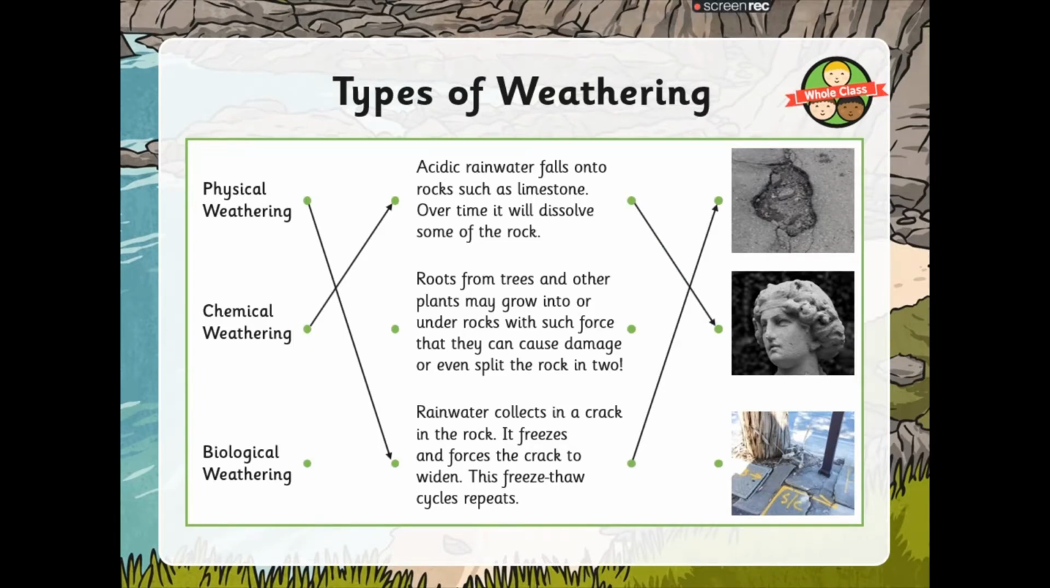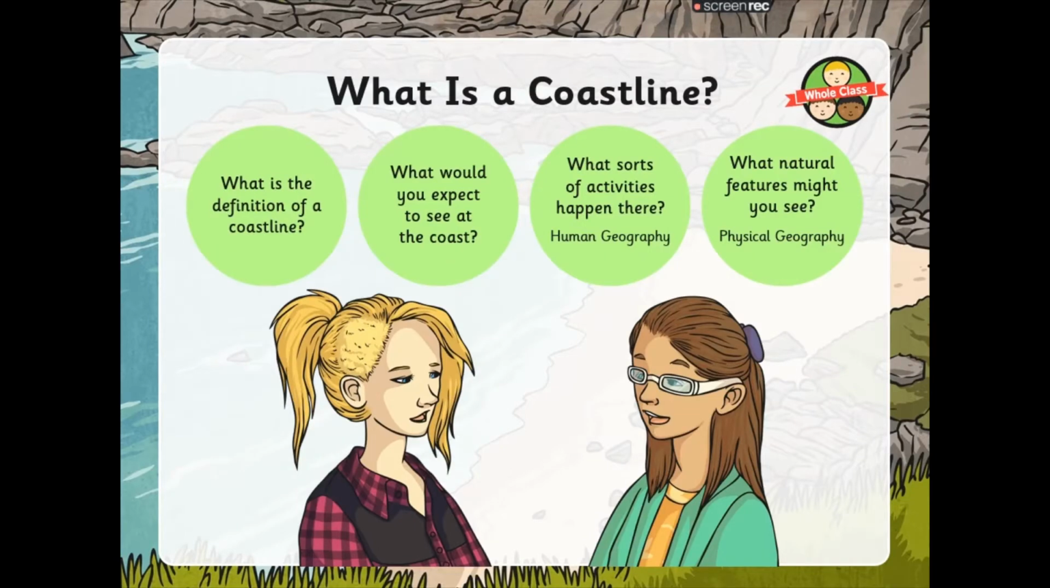And then we have got biological weathering, which must mean that is the middle one. And again, that is roots from trees and other plants may grow into or under rocks with such force that they can cause damage or even split the rock into two. And we've got the example there at the bottom of the tree root growing and cracking the rocks on the ground. So today we're looking at coastlines.